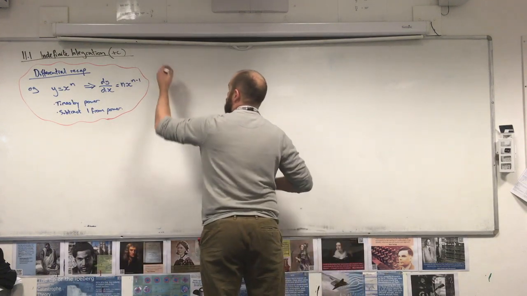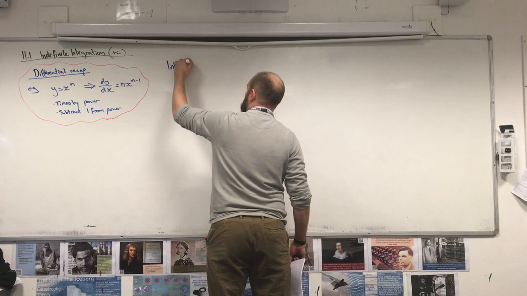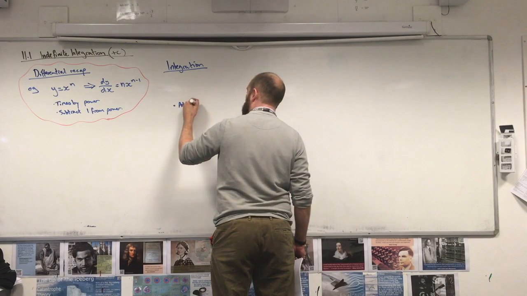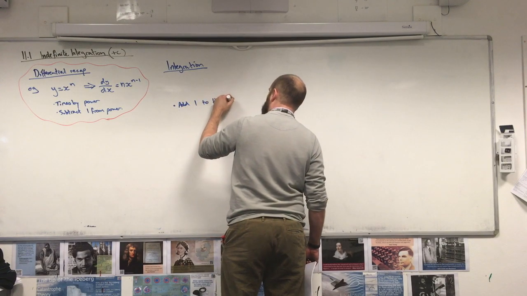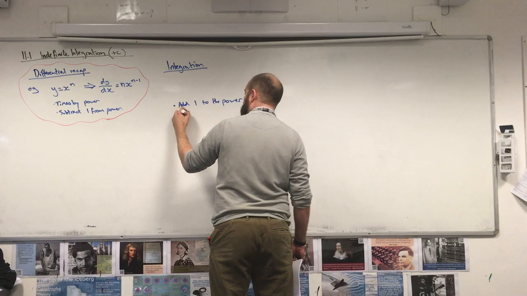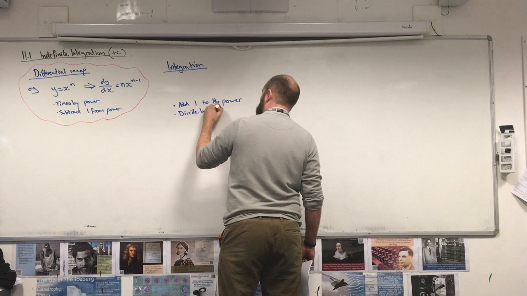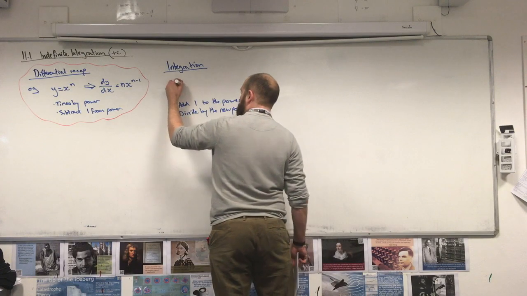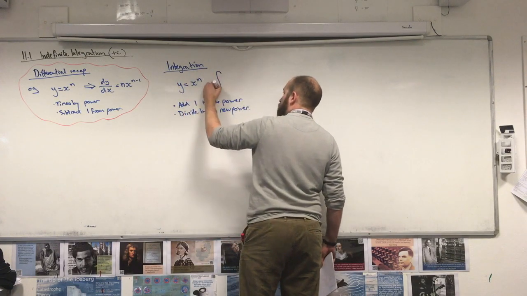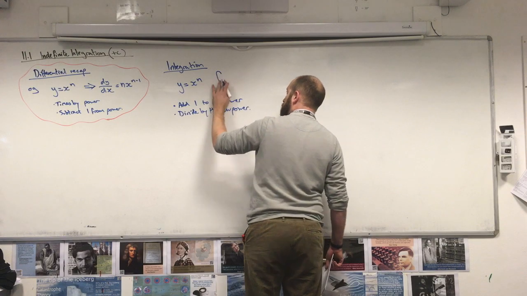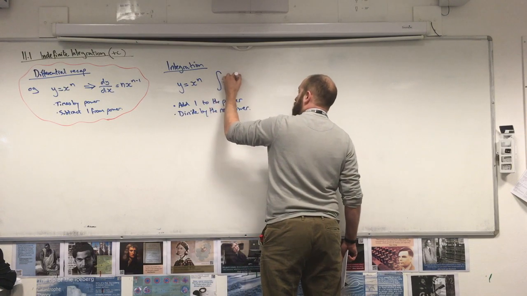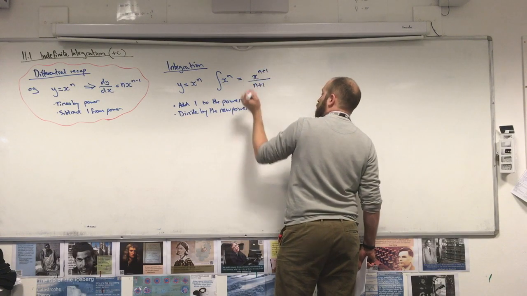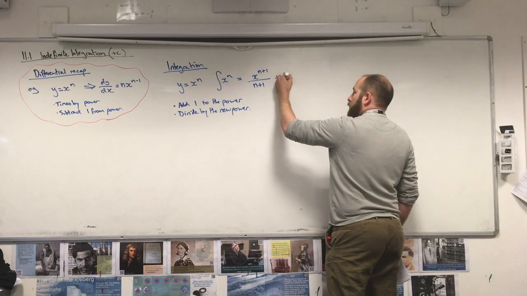Integration. We're going to do the opposite, so we're going to add 1 to the power, and then we're going to divide by the new power. So exact opposite process: with y is x to the n, the integral, so we've got our own sign for integration, the integral of x to the n equals x to the n plus 1 divided by n plus 1. And then we add something on the end, we put plus c on the end.